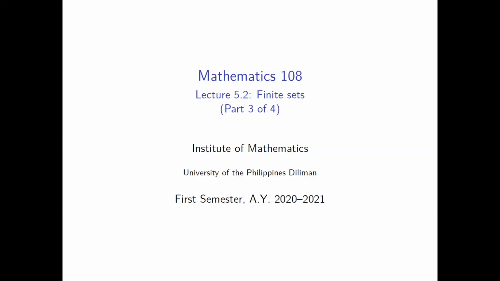This is part 3 of lecture 5.2, finite sets. In this video, we will obtain the cardinality of the power set of a finite set and state the pigeonhole principle and some of its consequences. At the end of this video, you are expected to be able to use these theorems to write short proofs of statements involving finite and infinite sets.